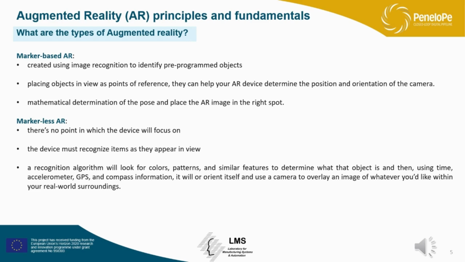As for markerless AR, there is no point on which the device will focus. Now, the device must recognize items as they appear in view. A recognition algorithm is needed to look for colors, patterns, and similar features to determine what the object is. Then, using an accelerometer, GPS, and compass information, it will orient itself and use a camera to overlay an image of whatever the user likes within the real-world surroundings.